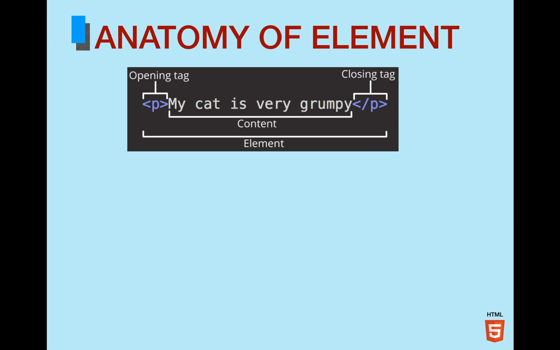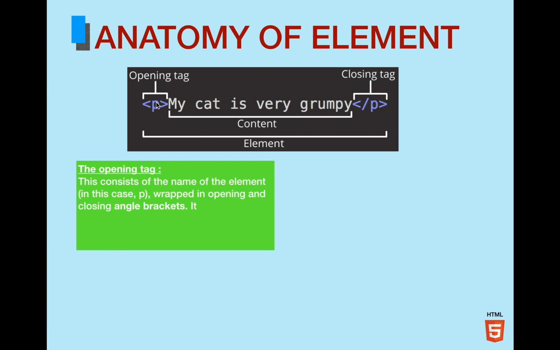An HTML element can be divided into three parts. One is the opening tag, and the second one is the closing tag, and the last one is the content part. Let me describe all these three elements one by one accordingly. First one is the opening tag. Opening tag is the starting tag of an HTML element.